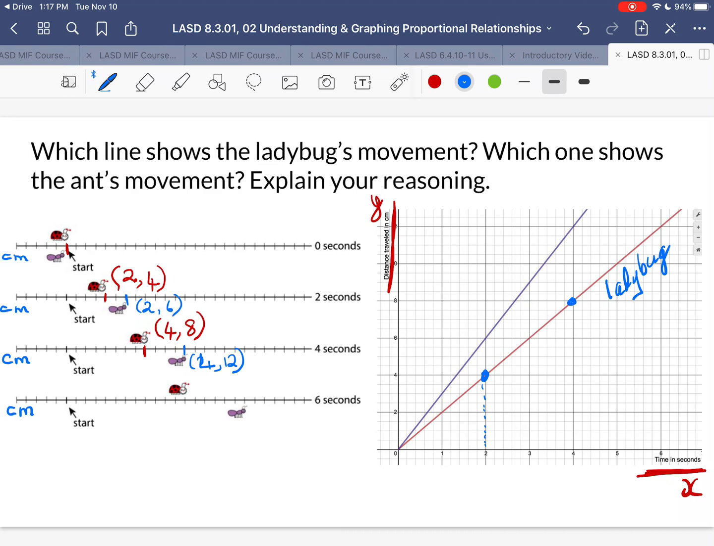And let's look at the ant. At 2 seconds, the ant has travelled 6 centimetres. At 4 seconds, the ant has travelled 12 centimetres. So this purple line here represents the ant.